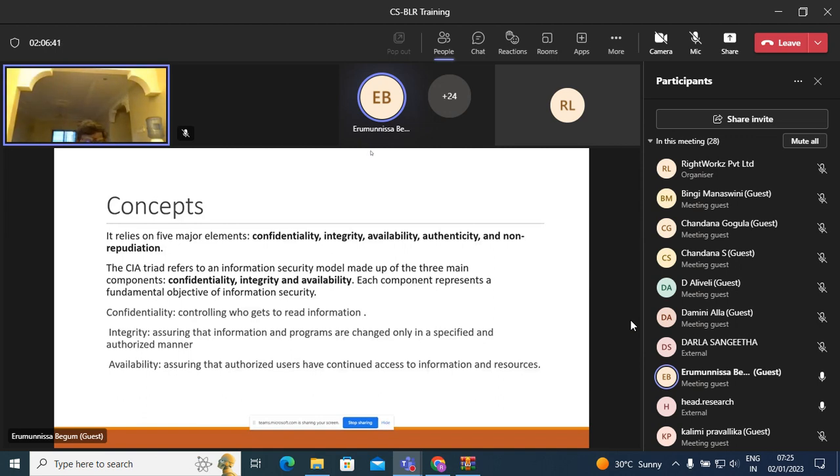Confidentiality is controlling who gets to read the information. We cannot allow everybody to read the crucial information we have. Then integrity, assuring that information and programs are changed only in a specified and authorized manner. Availability, assuring that authorized users have continued access to the information and resources.